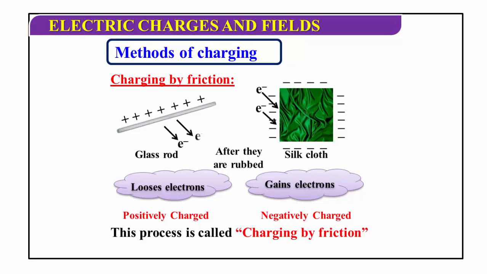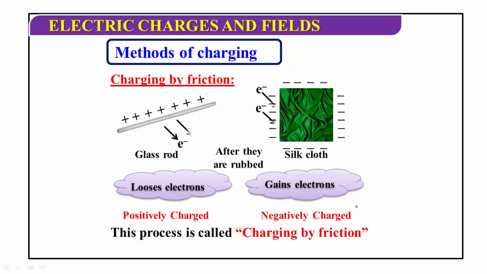In this method, two bodies are charged oppositely to the same magnitude. The glass rod gets charged, the silk cloth also gets charged, but the two bodies are charged oppositely to the same magnitude. This process is called charging by friction. The process of charging a body in which two insulating bodies are rubbed against each other is called charging by friction. This is the first method.